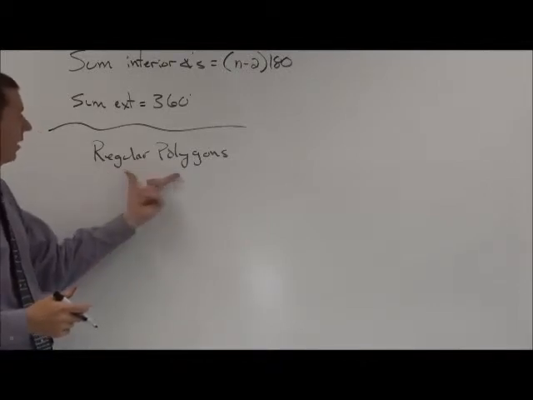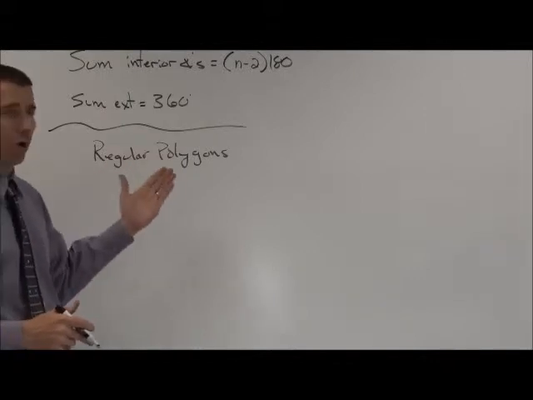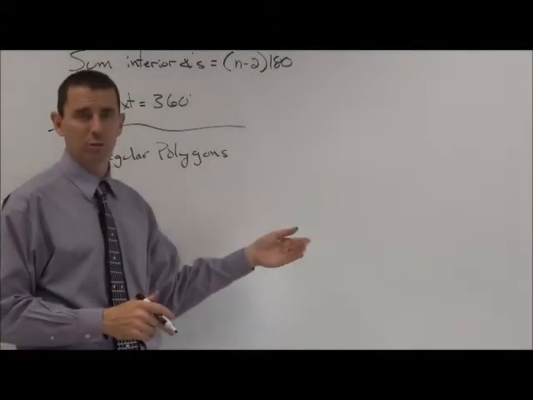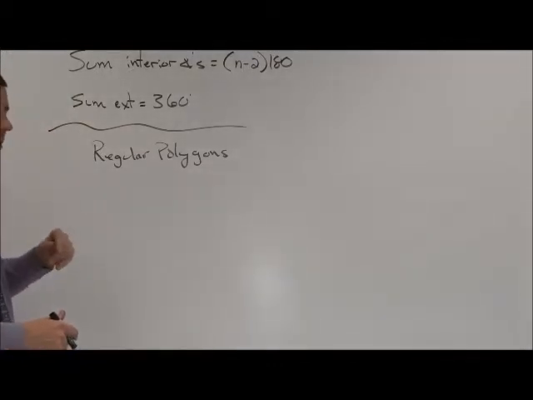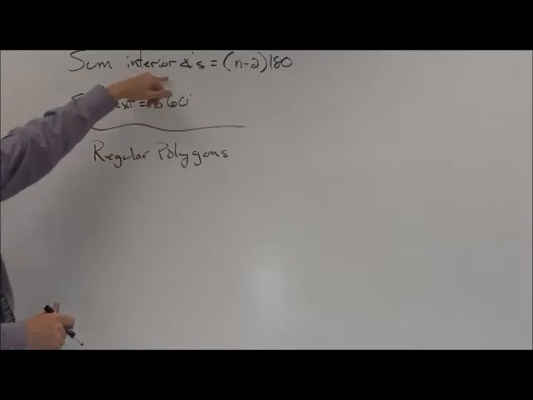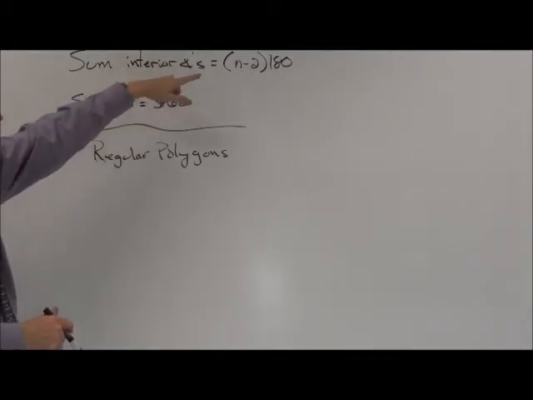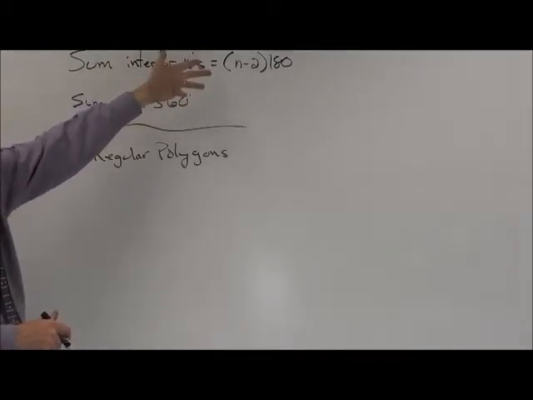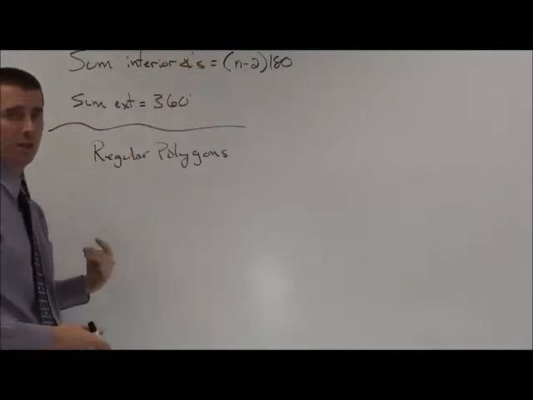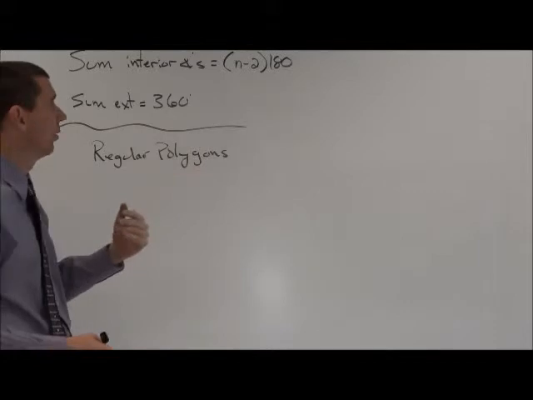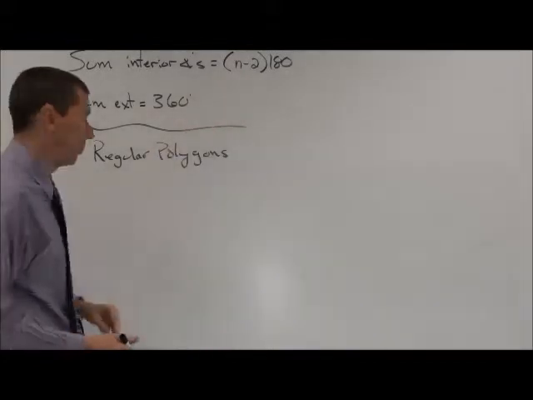A regular polygon is a polygon that has all sides congruent and all angles congruent. We basically call that equilateral, all sides congruent, and equiangular, all angles congruent. Now if I wanted one interior angle, I could take the sum and divide it by the number of interior angles. Well, if it's a triangle, there are 3 angles on the inside. If it's a pentagon, there are 5 angles. So the number of angles is equal to the number of sides.